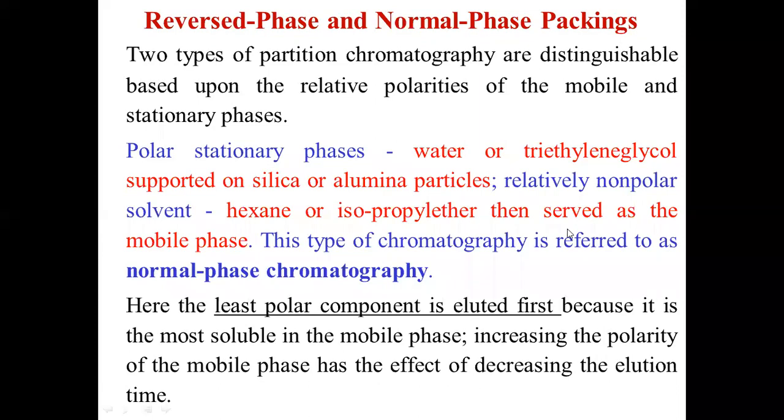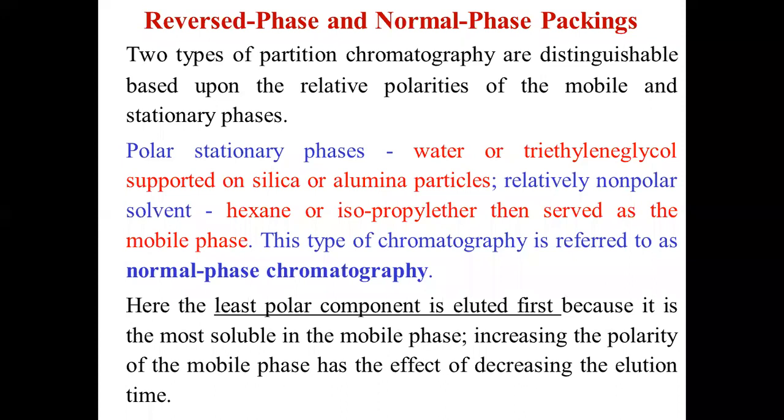This type of chromatographic separation is called normal phase chromatographic separation. Simply we can denote this as NPHPLC. So NPHPLC, or normal phase liquid chromatography, is nothing but where the separation of solute molecules is performed by using a polar stationary phase and a non-polar mobile phase. As an example, for the polar stationary phase, triethylene glycol or water immobilized over the surface of silica or alumina, and non-polar mobile phases may be hexane or isopropyl ether or n-hexane, whatever it is.